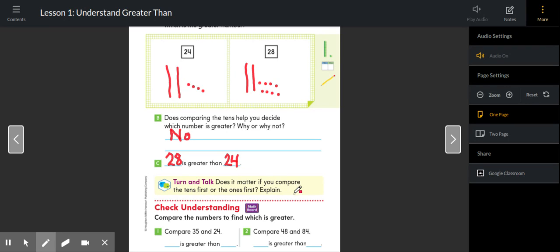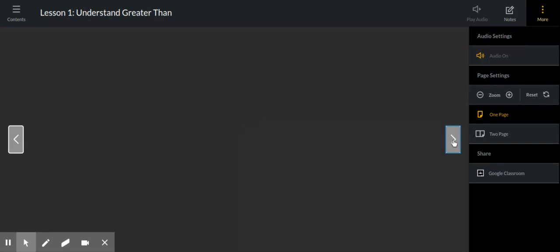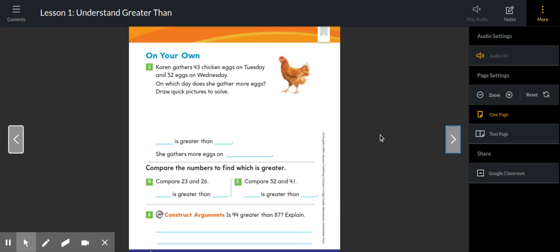Does it matter if you compare the tens first or the ones first? I think we're saying it does matter for sure. You want to look at the tens first. If they're the same, then you have to go on to the ones. But if they're different, it doesn't matter what the ones are. So check for understanding down here. You're going to write which number is greater than which other number. And then for the next page, you're on your own page.